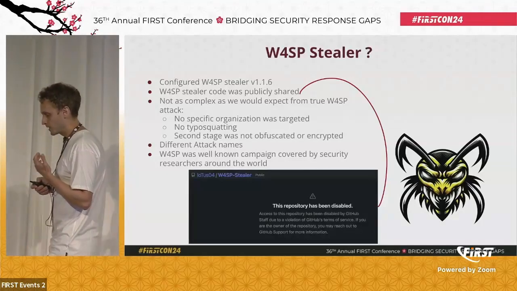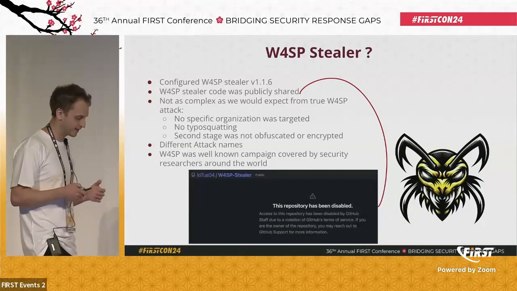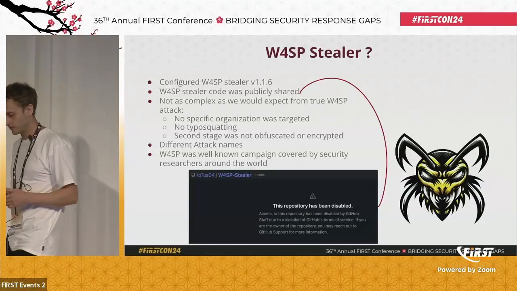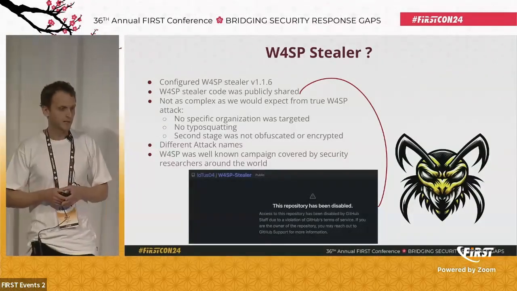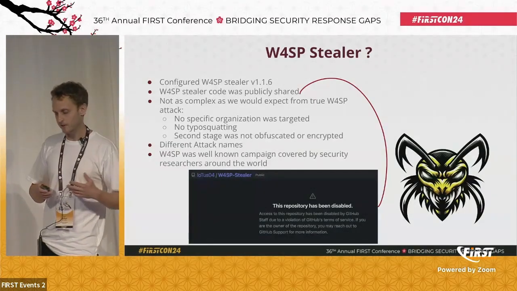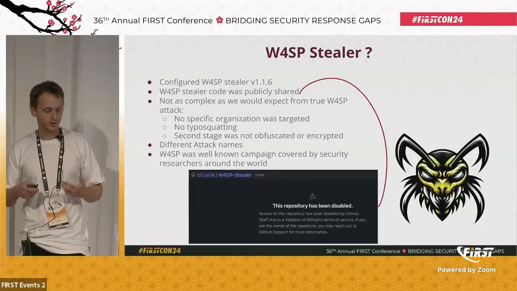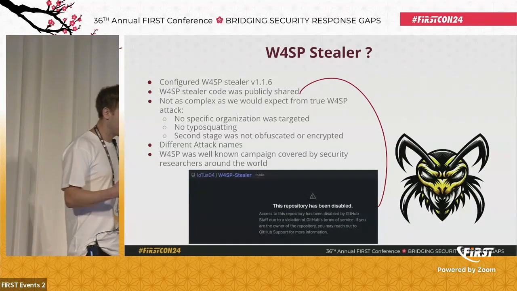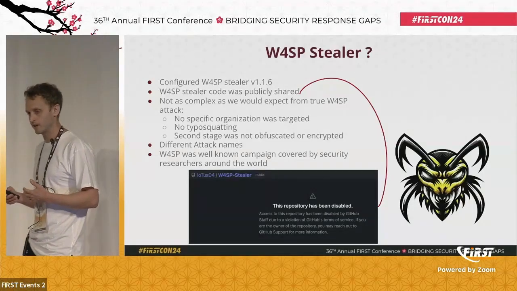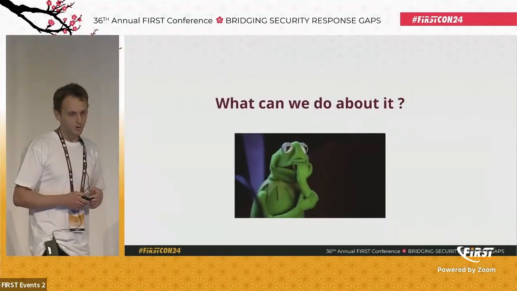And also, WASP stealer source code was leaked on GitHub, not leaked, but publicly released on GitHub. And now it is deleted, as you can see, because the community reported on it. It contained different attack names. It didn't use typosquatting techniques. So basically, because WASP stealer was so well documented by different researchers, which is good, and also the code was shared publicly, it made it pretty easy for someone with some set of skills to imitate a well-known attack campaign by himself. So what can we do about it?